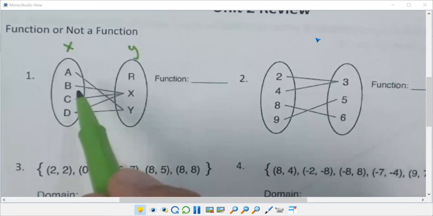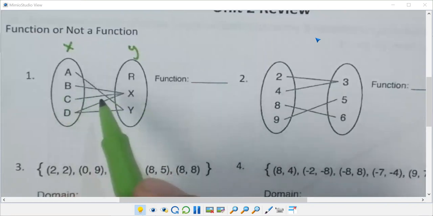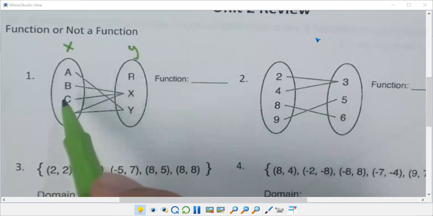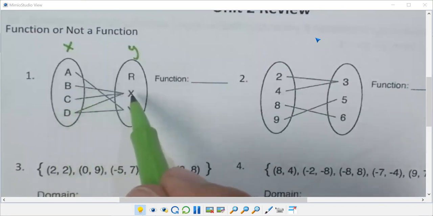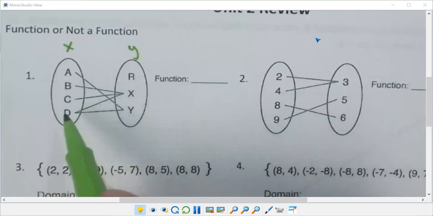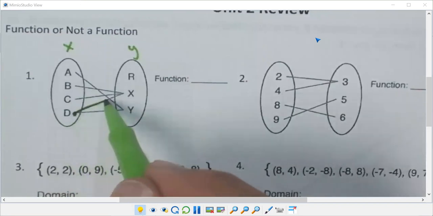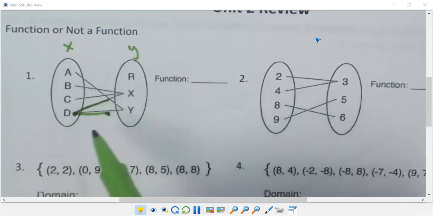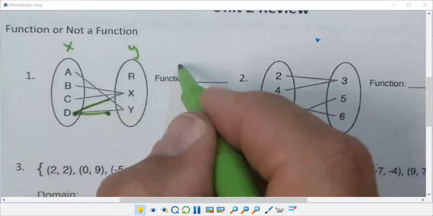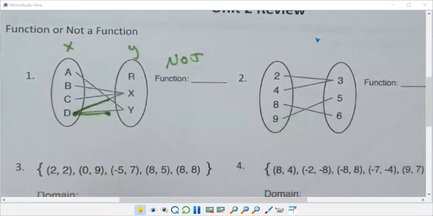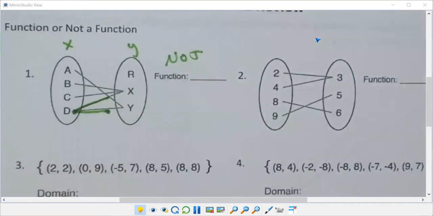All right. And then do we ask this x? Does this x only go to one y? Yes. Does this x only go to one y? Yes, it does. And then does this x value go to only one y? If you look, you'll see that this one actually goes to more than one y. Okay, so this is not a function. So if x goes to more than one y, then it's not a function.